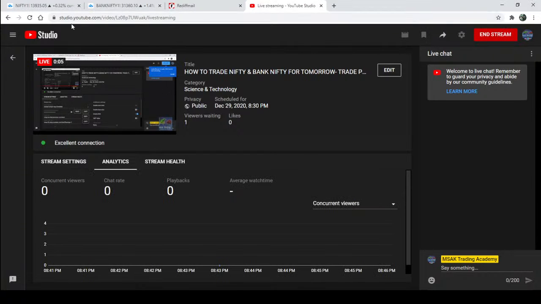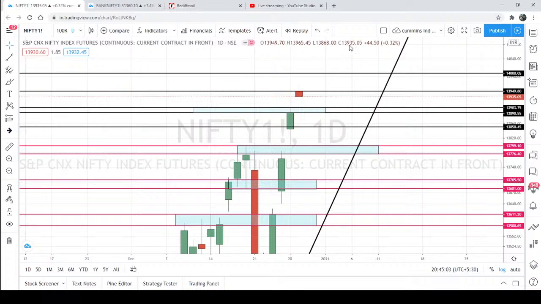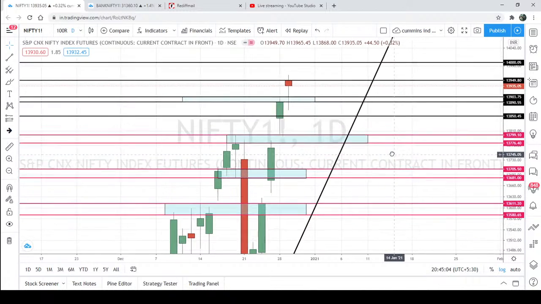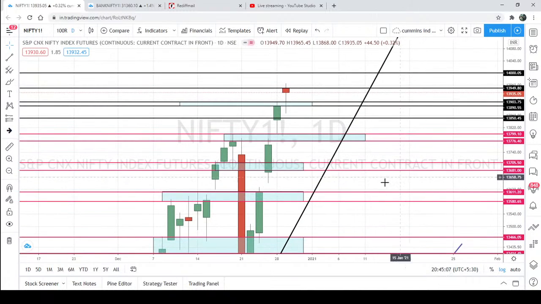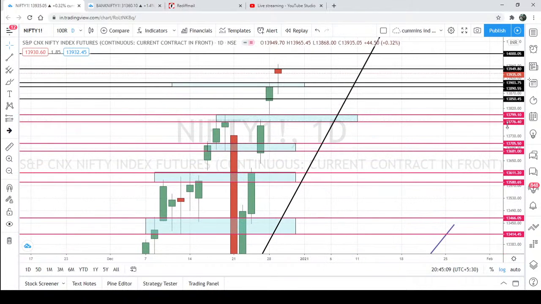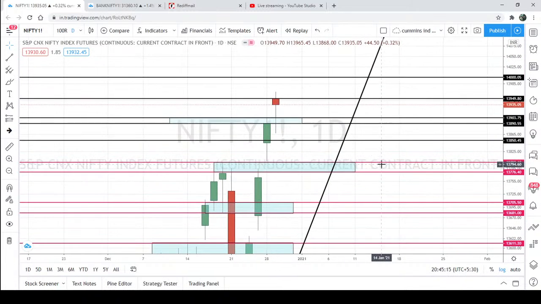Guys, let's go ahead and analyze what we can plan for tomorrow, both in Nifty and Bank Nifty. The trade plans I'm talking about. Well, we can see Nifty has formed something like a hanging man today.